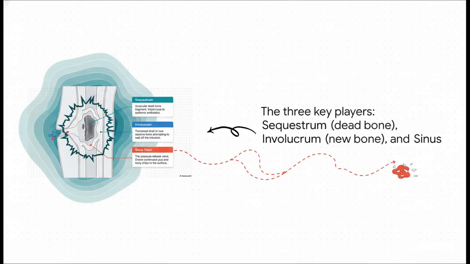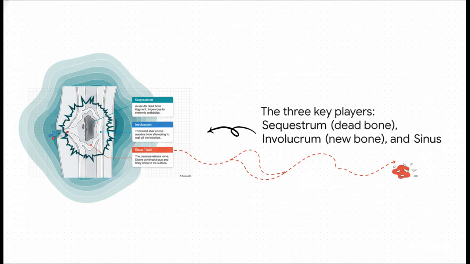Right at the center, you have the sequestrum. This is a piece of dead avascular bone. Because it has no blood supply, systemic antibiotics cannot reach it. This means it must be surgically removed. The body then tries to wall it off by forming an involucrum, which is this thick shell of new, reactive bone you see all around it.